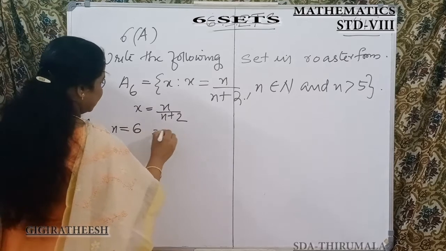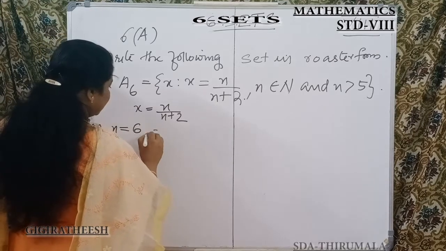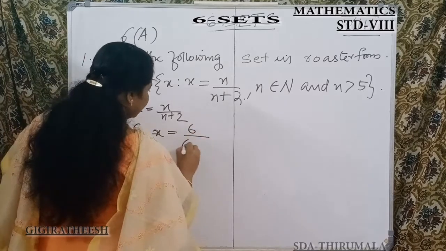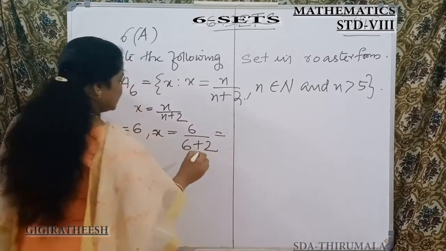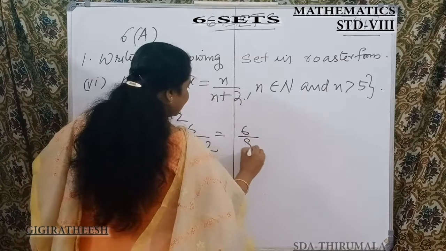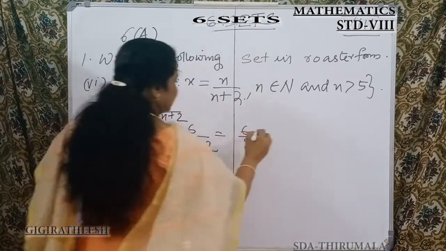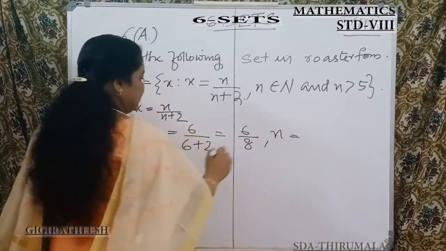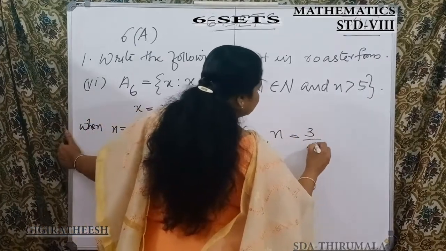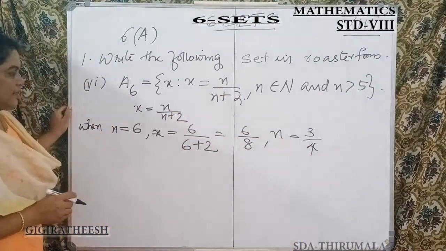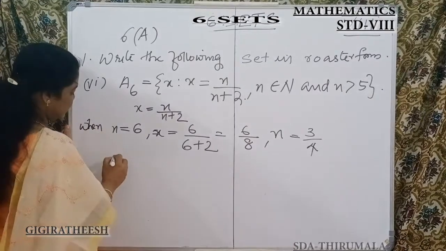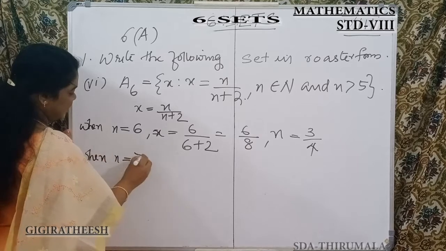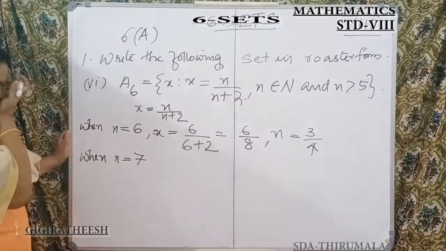what is it? x is equal to 6 by 6 plus 2. And what is it? 6 by 8. And reducing this, we get x is equal to 3 by 4. Okay. First element is 3 by 4. And then after that, second one, when n is equal to 7, taking n is equal to 7.